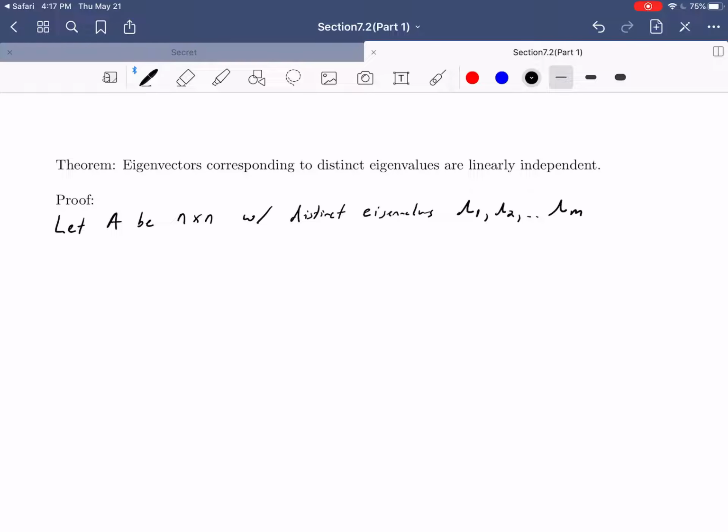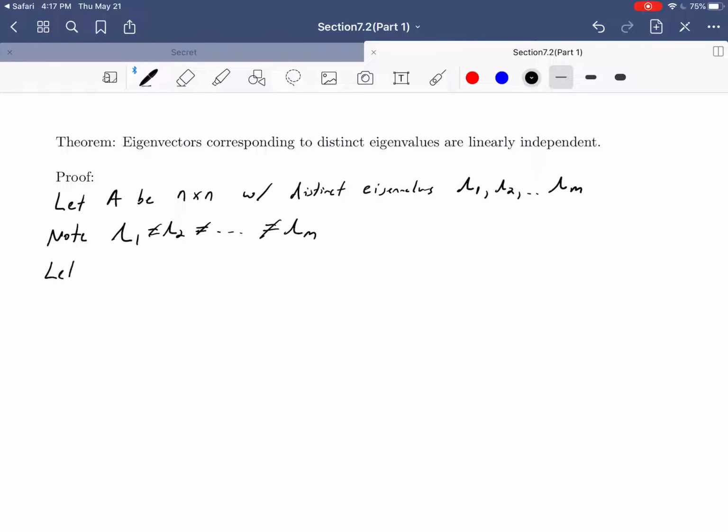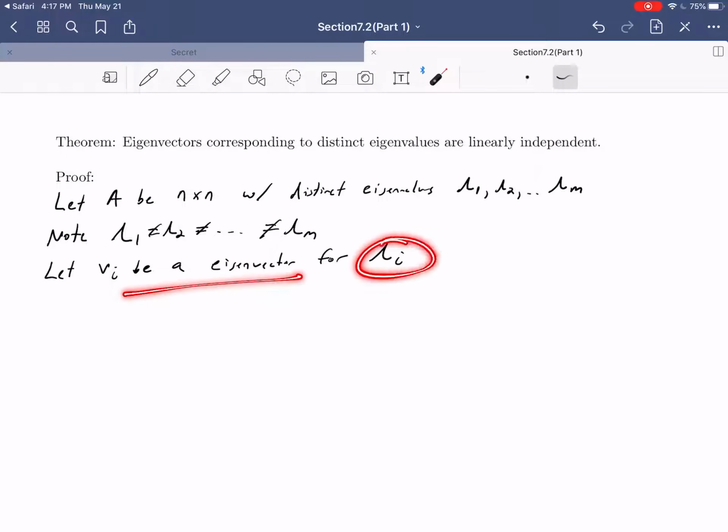Now, of course, what distinct eigenvalues mean is that none of these are equal to one another, right? So we're saying if any of them are repeated, throw those out and just look at a list where there are no repeats. As a note here, lambda 1 is not equal to lambda 2, which is not equal to, dot, dot, dot, not equal to lambda m. Okay? And let v sub i be an eigenvector for lambda i. So our notation is that v sub i is an eigenvector for the corresponding eigenvalue.